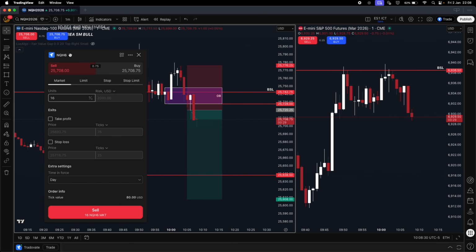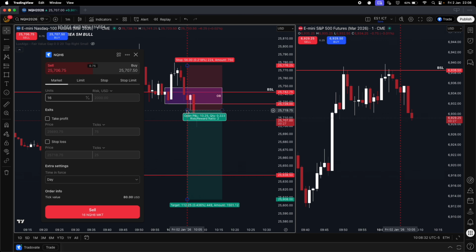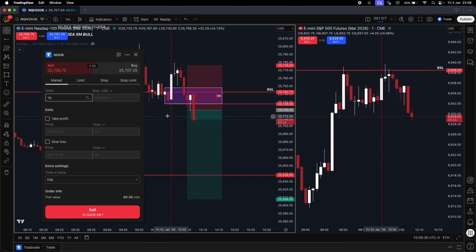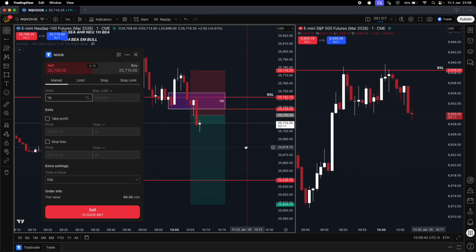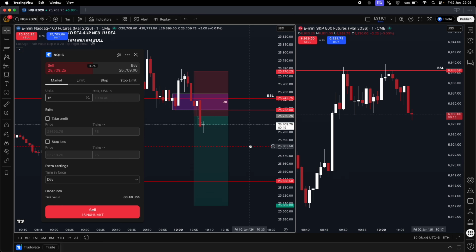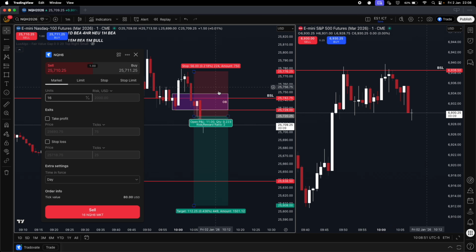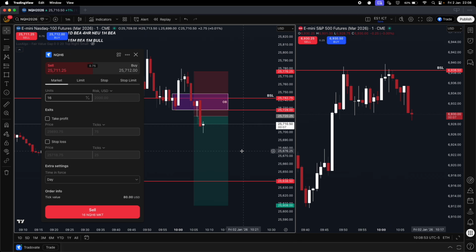Okay. So I'm looking for a short. As soon as price taps this order block, I'd be taking a short. I won't take a premature entry. If ES taps the order block, I won't take it because we're looking at 56 and the risk to reward. So I want to see an entry on NQ.